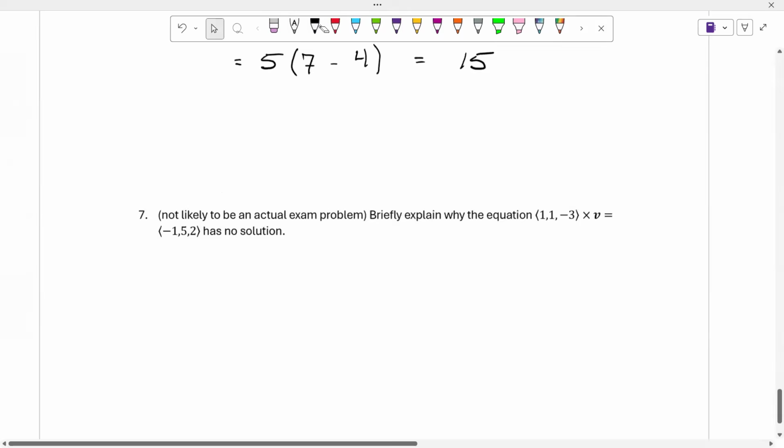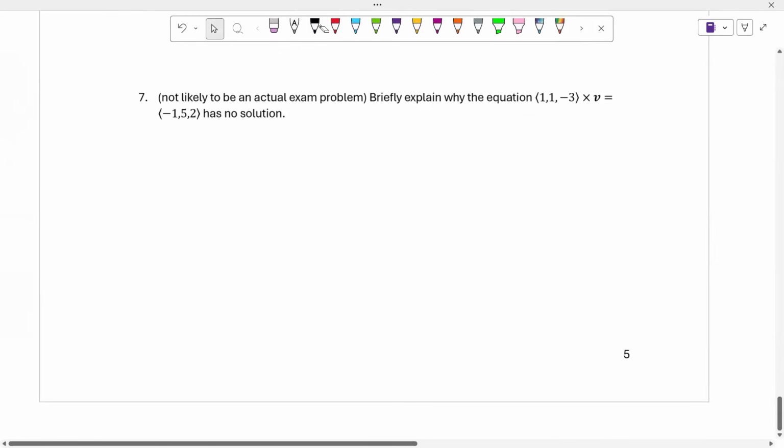Not too bad. And finally, one last problem. A little bit more challenging, but I think if you came up with a solution to this problem, you're in a very good position for the exam. So, okay, I've still got like 2 more minutes. Let's talk about this one. I've got a vector crossed with some unknown vector, and it's equal to something that's given. And we're told that this equation has no solution, and we need to explain why.